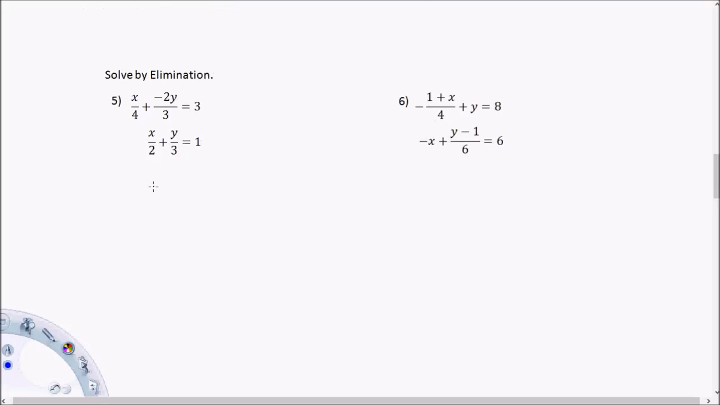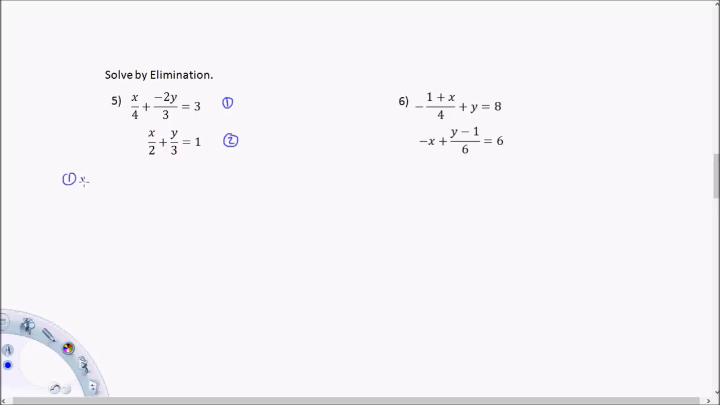We have these last two questions here. So again, we want to follow the same process, even though we're now dealing with fractions. So let's start by labeling this equation 1 and this equation 2. As we can see, the coefficient of x is a quarter here and a half here. So if we multiply equation 1 by the integer 2, we will find that the coefficient of x will equal the coefficient of x here.